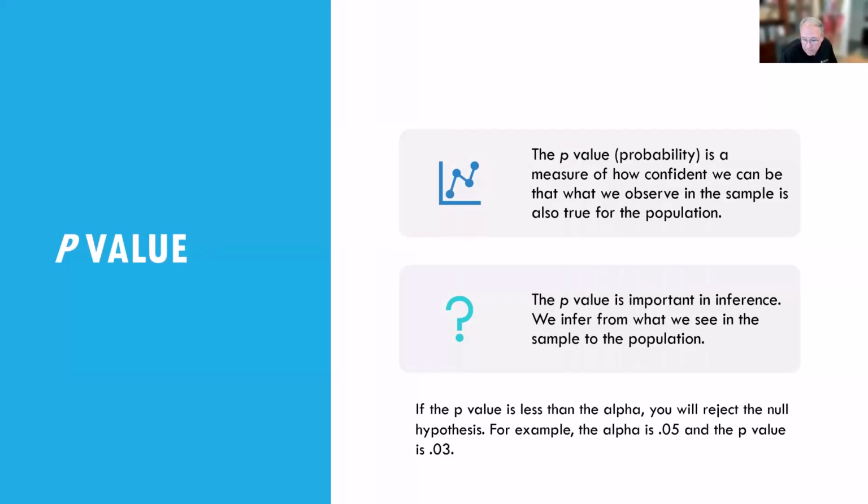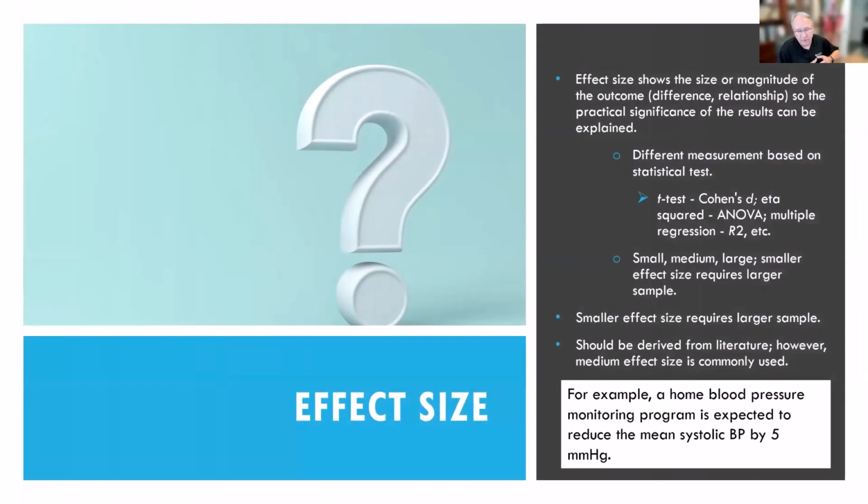If your p-value is greater than your alpha, even if it's 0.051, then you can't reject the null. You might have to repeat the study, but you can't change the alpha once you've done it. That's literally cheating.